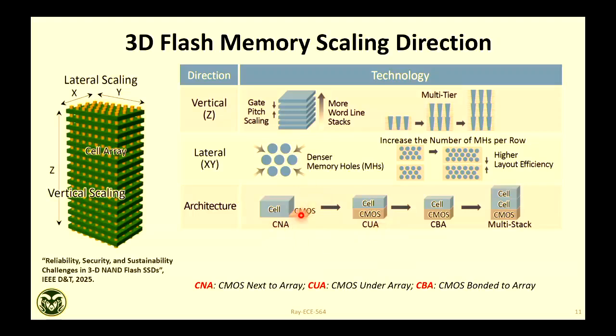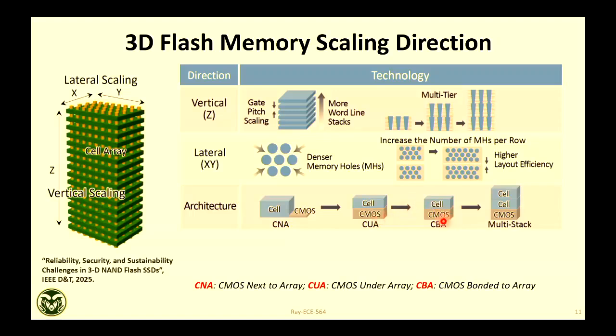CMOS is your peripheral circuitry, which consists of sense amplifiers, charge pumps, and decoders, those circuitries. They put it underneath the array so that if you look from the bottom, you don't see CMOS, because it is hiding under the array. So you increase your area efficiency. You increase the bit density.